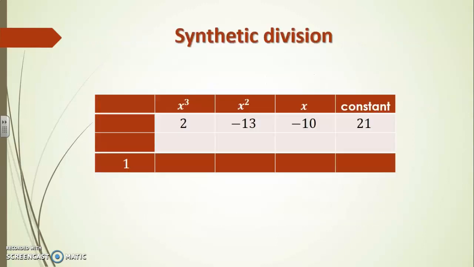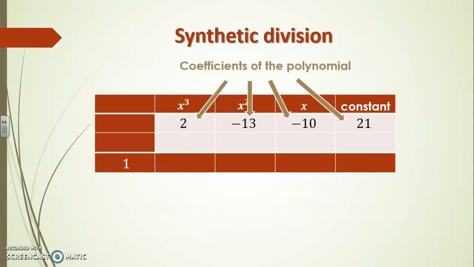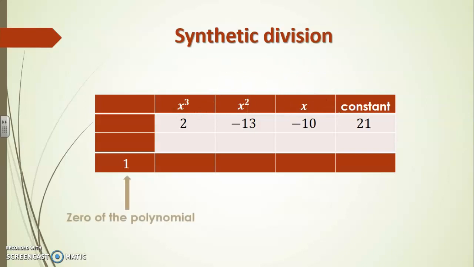Okay, so the idea is we construct a table where the coefficients of the polynomials are inserted into the first row. So remember, 2x cubed minus 13x squared minus 10x plus 21 was the third order polynomial we started off with. In the bottom left corner, we will insert the 0 of the polynomial. So recall that p of x was equal to 0 when x was equal to 1. So 1 is in fact the 0 of the polynomial, or one of its zeros.